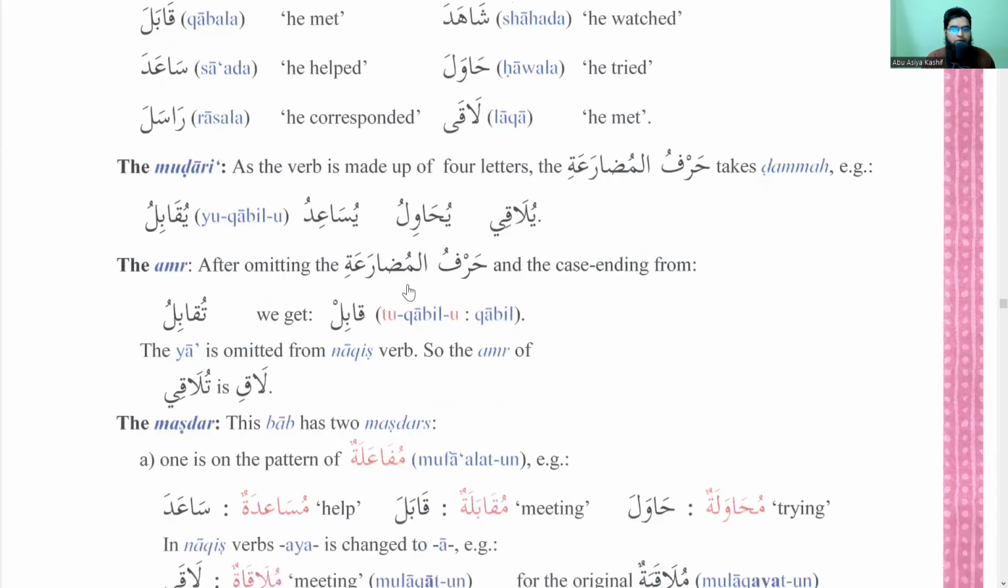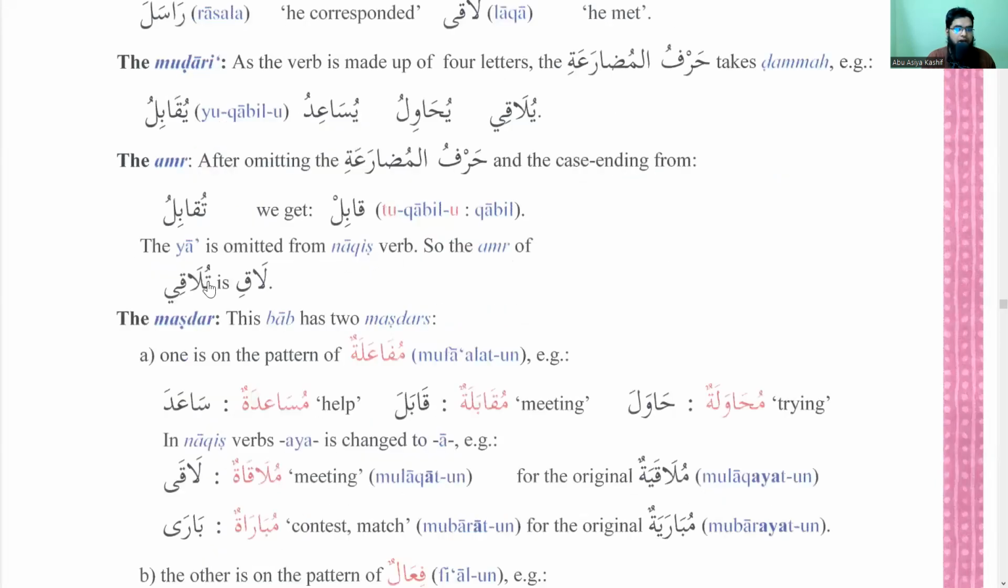The amr, the harful mudari, as in the case, amr will be what? Will chop, right? Chop this, chop this. There's no need to bring hamza. Qabil, meet. So you take tuqabilu, chop this, it'll become qabil. Meet. And the ya is omitted from naqis, so the amr of laqa yulaqi is laqi. So you chop this and chop the weak letter also in naqis. Naqis is the last letter, is weak letter, right?